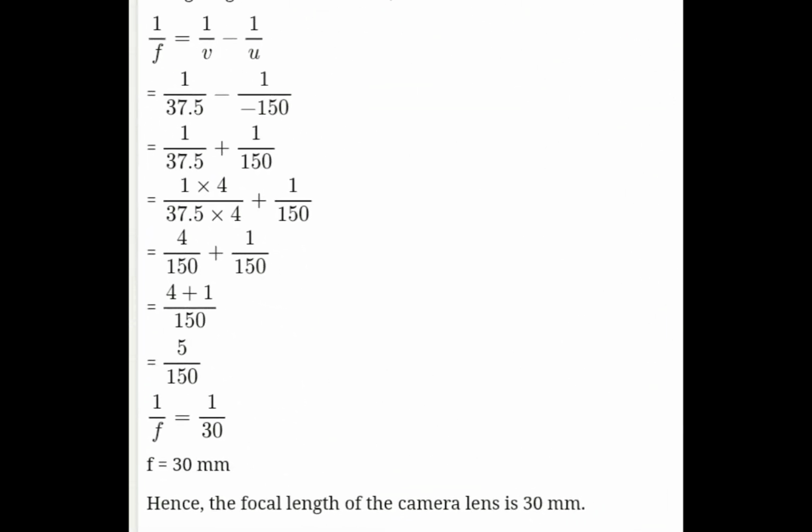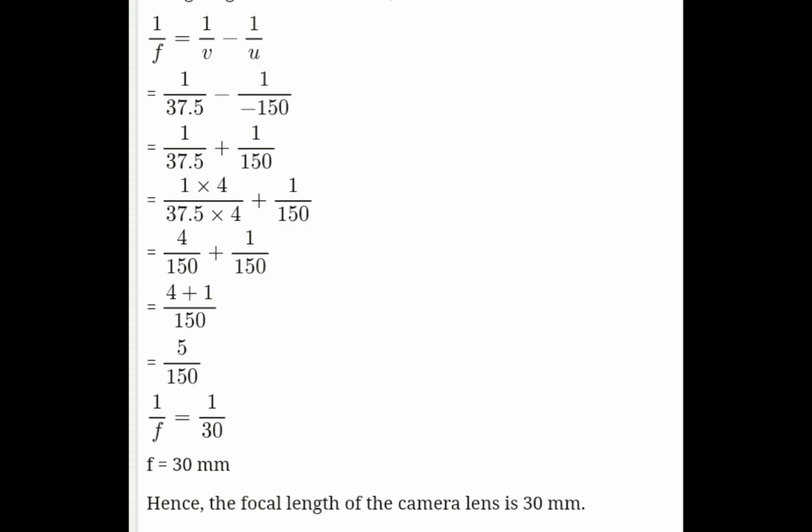So now use the lens formula, 1 by f is equal to 1 by v minus 1 by u. Substitute the values. 1 by 37.5 is your image distance, minus 1 divided by minus 150 is object distance. Next step we will get 1 divided by 37.5 plus 1 divided by 150. By multiplying with 4, we can make this 37.5 as 150. So multiply 4 with both numerator and denominator.